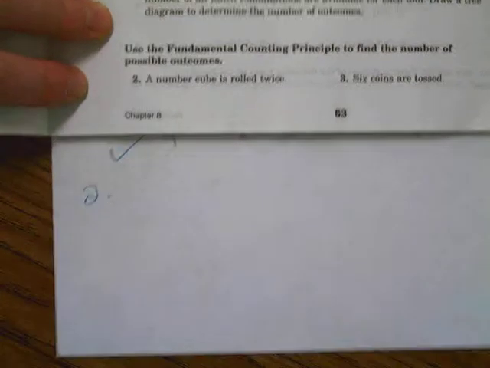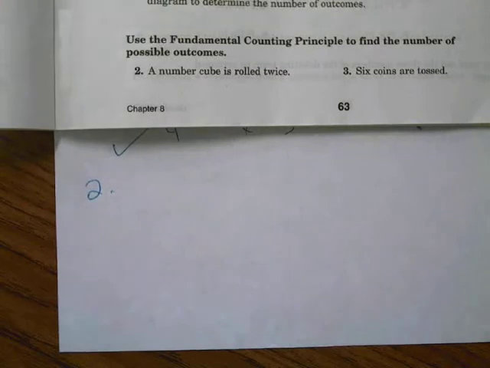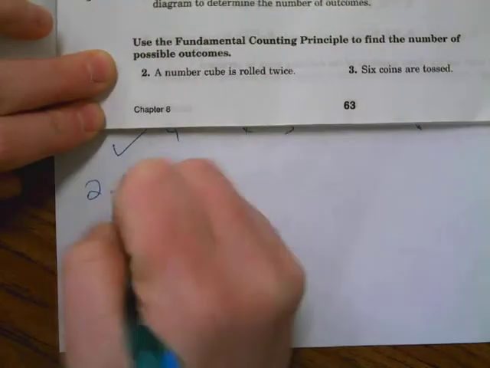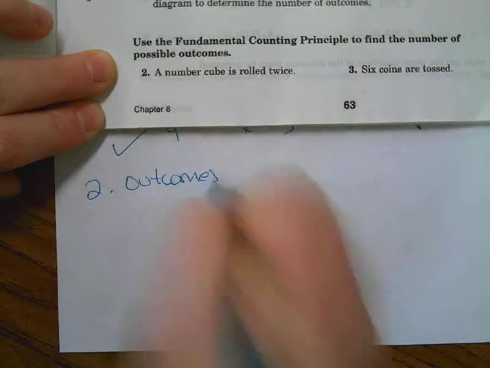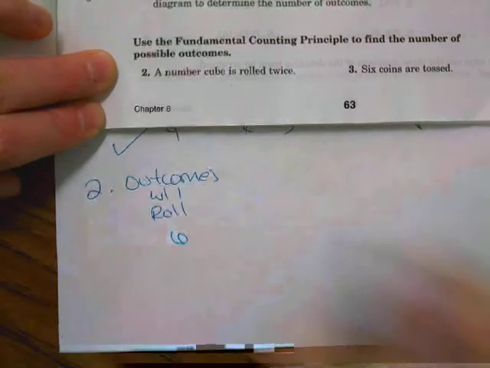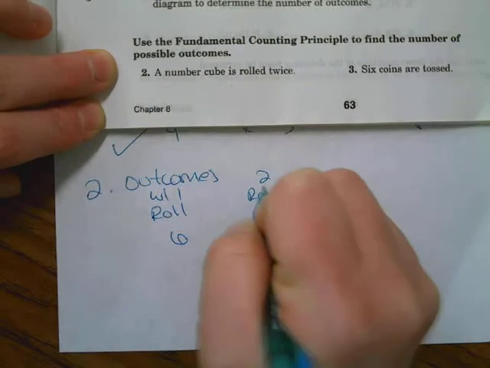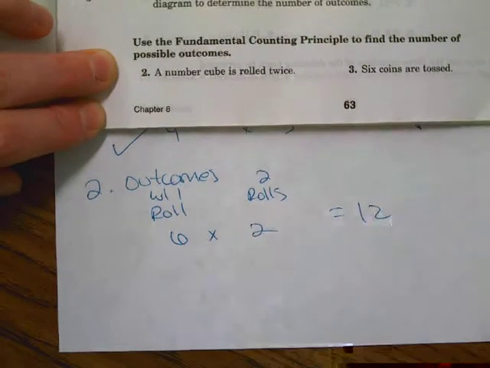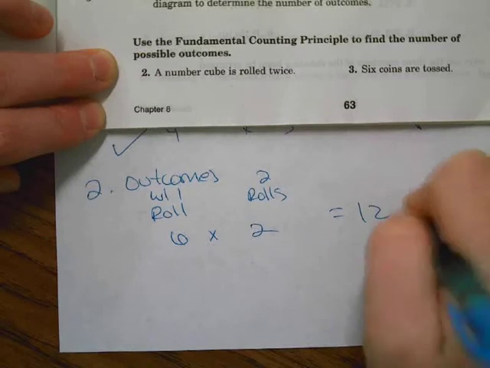All right, number 2. It says use the fundamental counting principle to find the number of possible outcomes. So a number cube is rolled twice. The possible outcomes with one roll is 6, and we're doing 2 rolls. So we multiply by 2, and we have 12 possible outcomes.